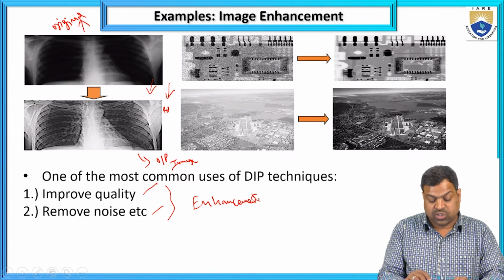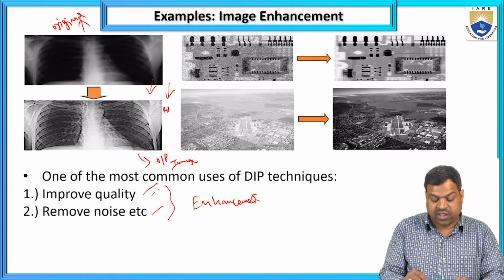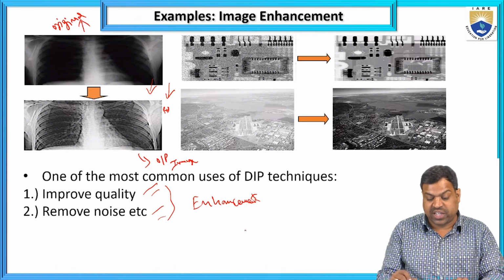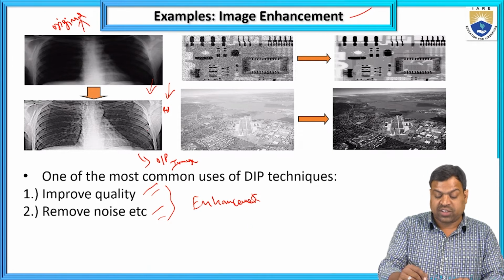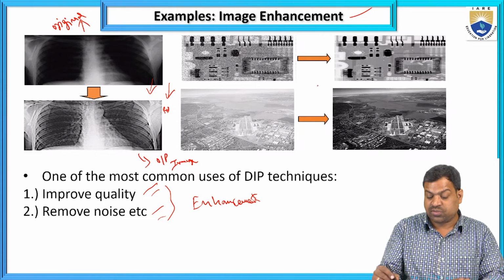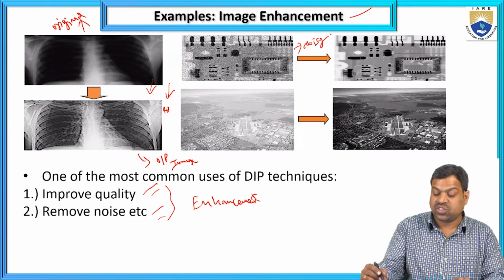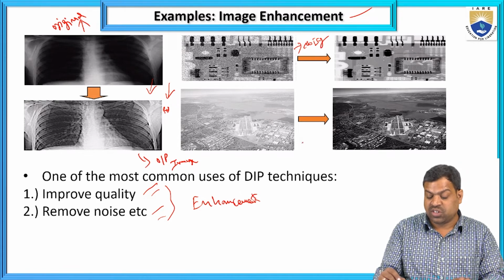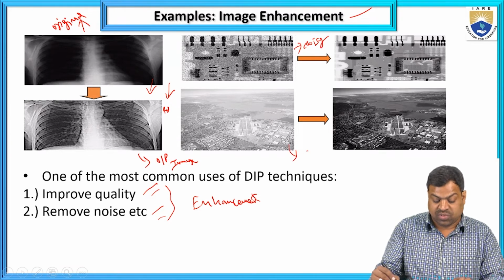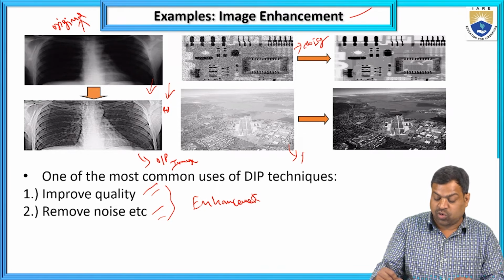When the original picture is improved in quality and the noise is removed, that is called image enhancement. So we have done the image enhancement here. Here also there is a noisy image. Noise is there, so we have to reduce the noises. Here the quality is very low.